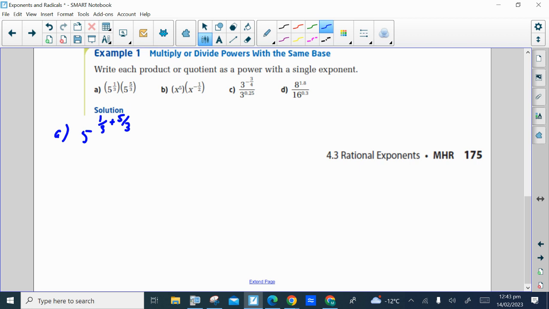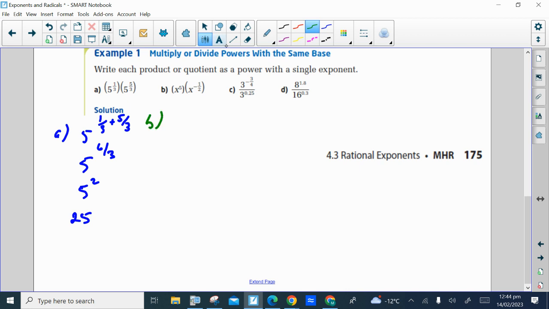They have a common denominator. So that means we can just add the top numbers and keep the same denominator. This will be 5 to the power 6 over 3 on top, since 1 plus 5 is 6. Keep the same denominator. That's what you do when you add fractions with common denominators. The denominator doesn't change. And 6 divided by 3 is 2. So this becomes 5 squared. In this case, after we simplified, we don't have a rational exponent anymore. We went from fractional exponents to an integer. And 5 squared means 5 times 5, which is 25. So there's the answer.